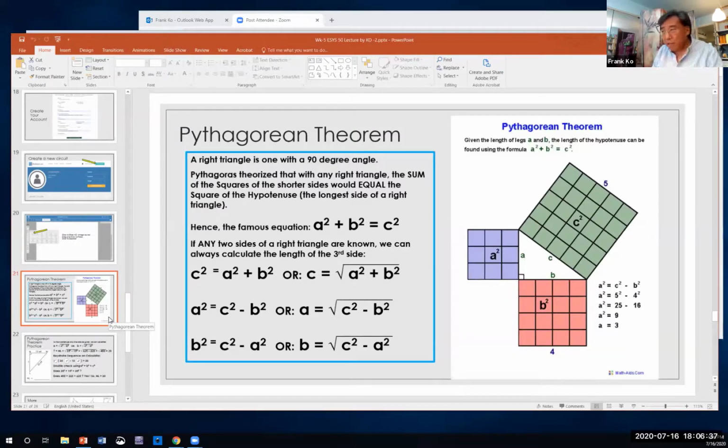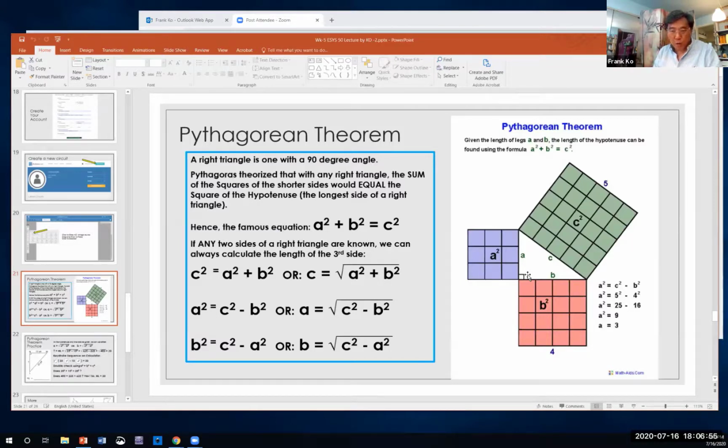And he theorized this, that given any right triangle, as shown in the diagram, we have a right triangle, and a right triangle is defined as any triangle that has a right angle in it. A right angle is a 90-degree angle as one of the internal angles of the triangle.